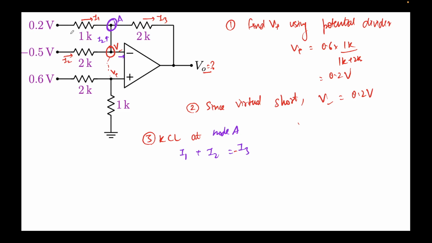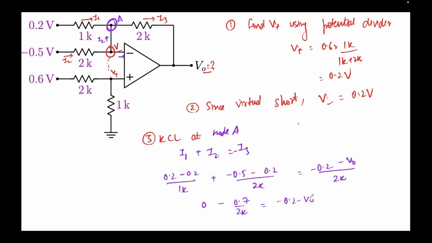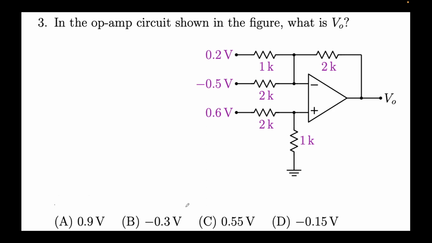So let's evaluate the expression for I1. I1 would be 0.2 minus 0.2. This node is also at V minus, which is 0.2, by 1k, plus the expression for I2 will come out to be minus 0.5 minus 0.2 divided by 2k. This will be equal to I3. I3 will be nothing but 0.2, the potential here, minus V naught over 2k, which is the resistance value that we see here. This term comes out to be 0. This comes out to be minus 0.7 over 2k. This comes out to be minus 0.2 minus V naught over 2k. 2k and 2k get cancelled. What I get is V naught plus 0.2 equal to 0.7, which means V naught comes out to be 0.5 volts.